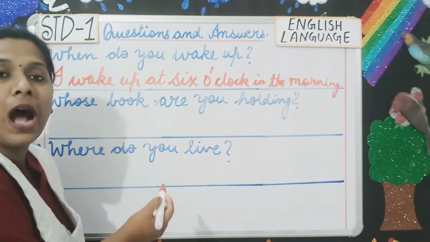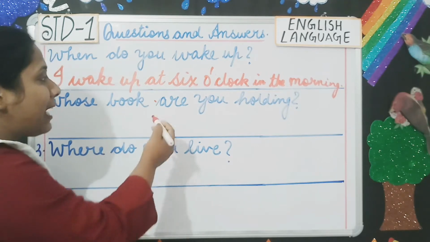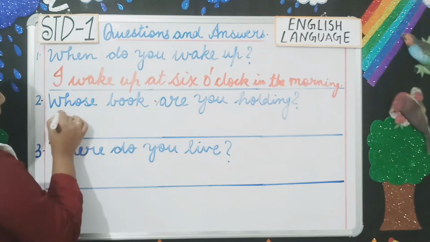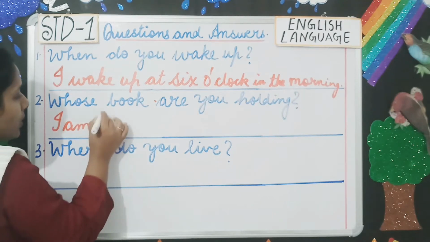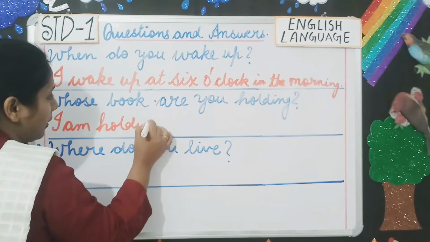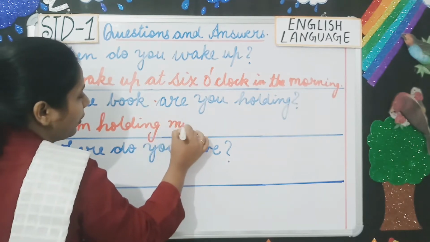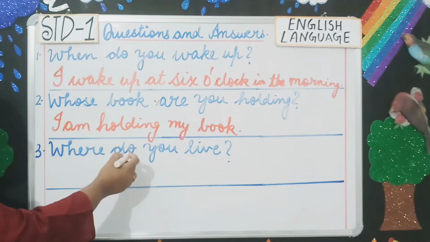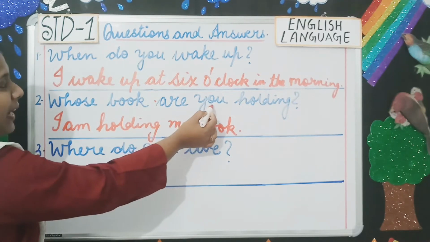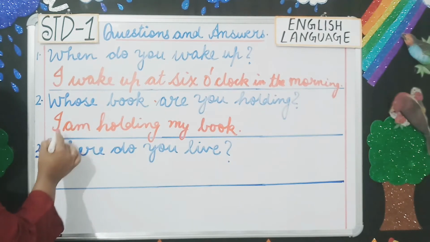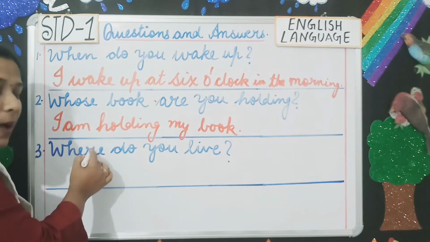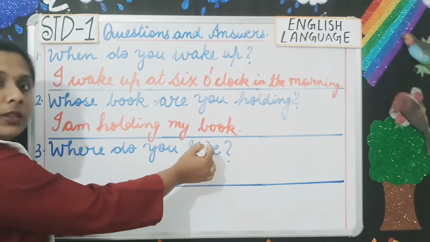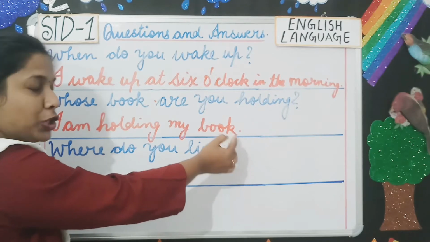Next question. Whose book are you holding? Here you have to answer about the ownership. That means whose book. So you will write, I am holding my book. How you have written this answer? You will become I. With I we use am. I am holding my book. Clear? And then you'll put a full stop.